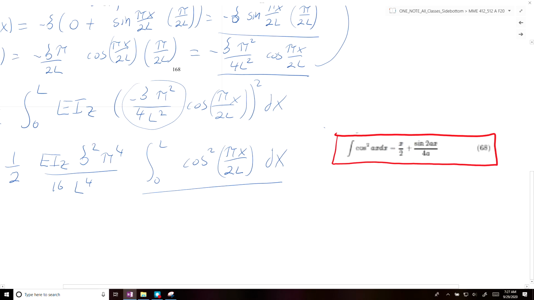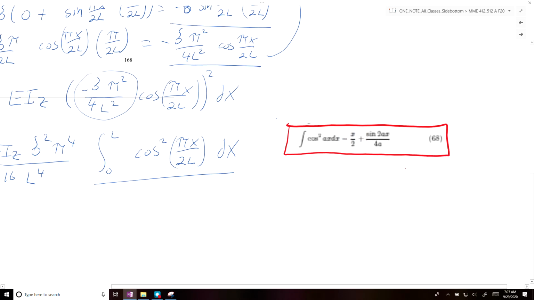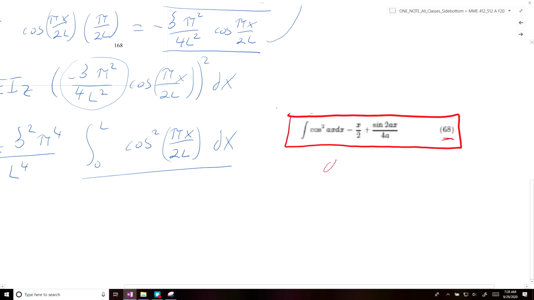So if we go back to the integration tables, if you go to integration formula number 68, there's an integral for the cosine squared ax dx in your lecture packet, and that's going to be equal to x over 2 plus sine of 2ax over 4a. Okay, so in our case, a is equal to pi over 2L.